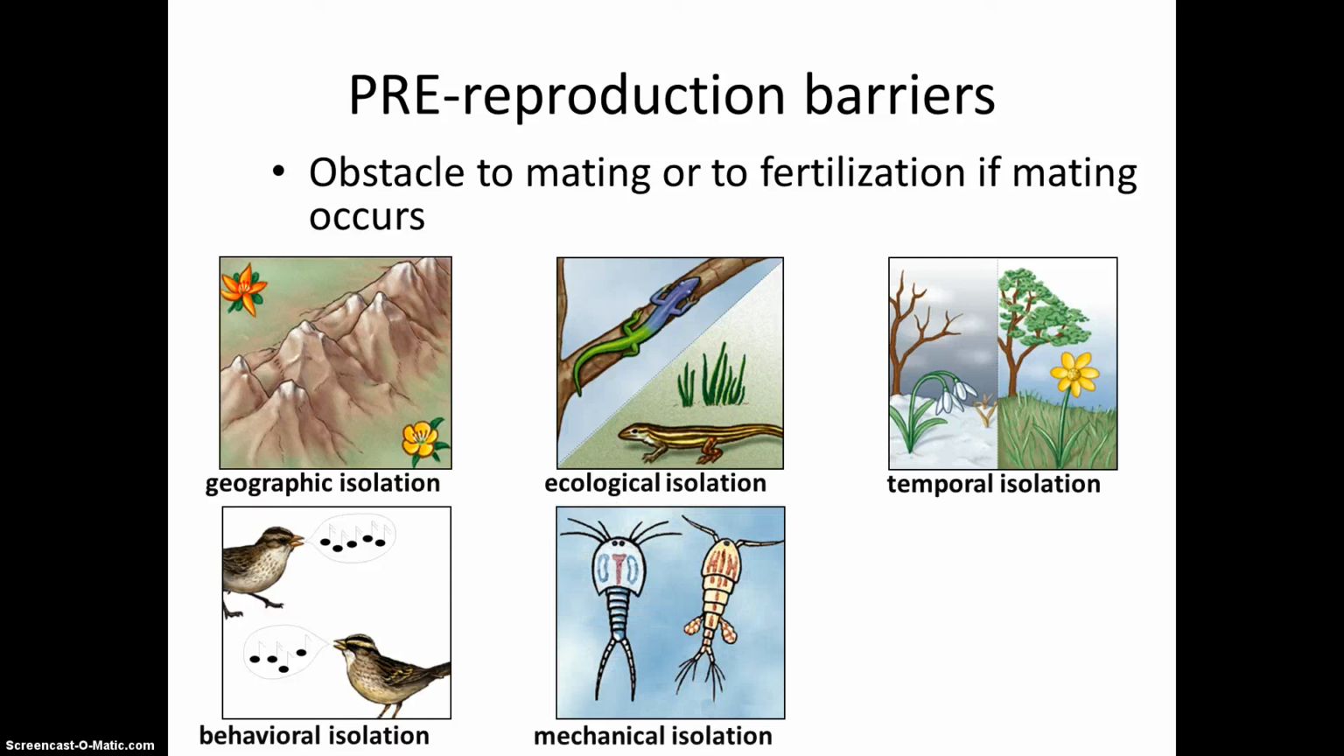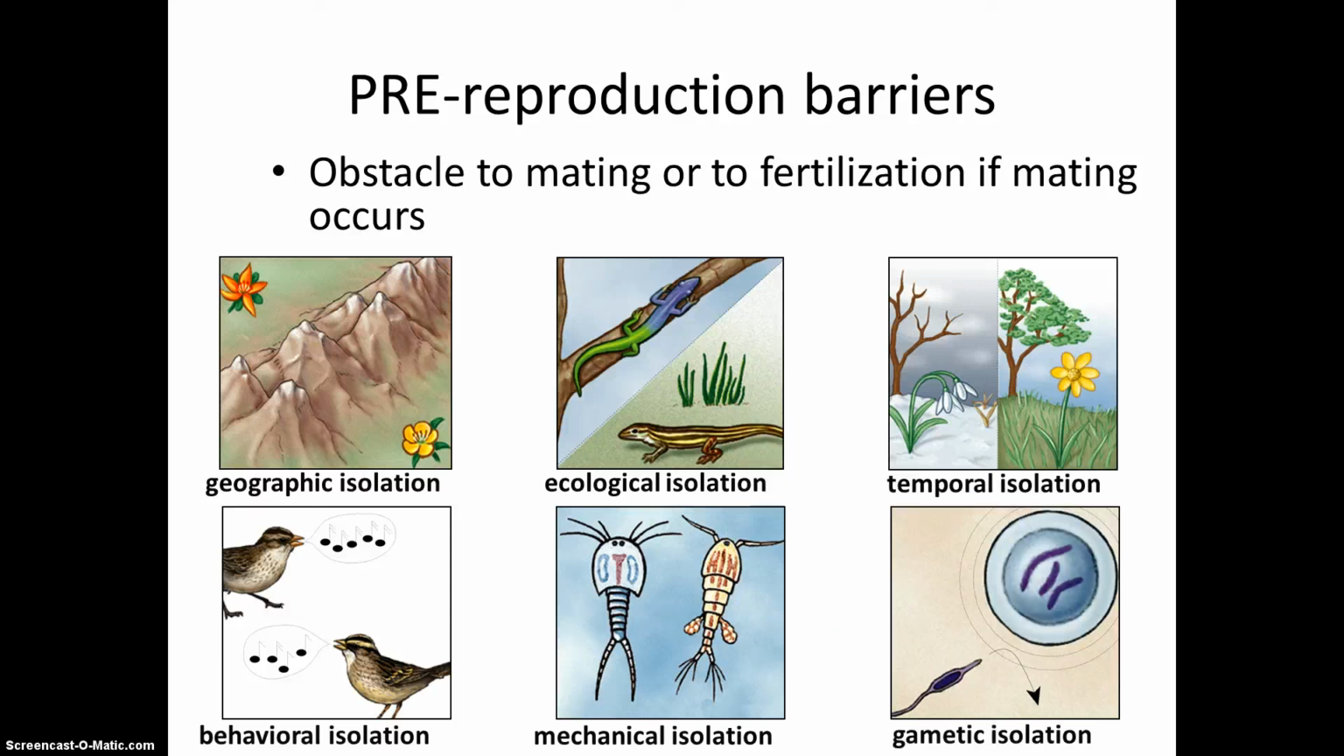Mechanical isolation happens when you do not possess the actual mechanical structures to be able to have sex or to reproduce. Even if these guys could reproduce genetically, they don't have the physiology to be able to. And gametic isolation: in this case, even if intercourse occurs or fertilization occurs, or if mating occurs, the gametes are not compatible, so the egg cannot be fertilized by this particular sperm.